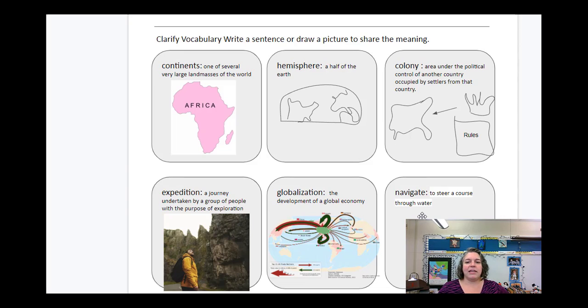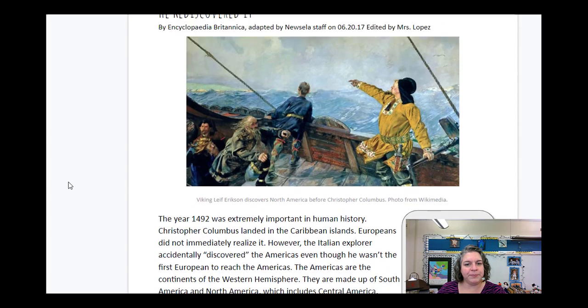And then navigate: to steer a course through water. Okay, and I have everybody's favorite tool. It's a compass, used so that I can navigate because I need to know what direction I'm going in to then steer my boat. All right, we're going to move on to page 14.